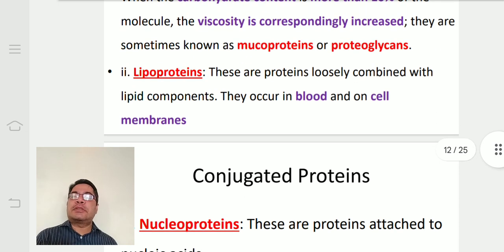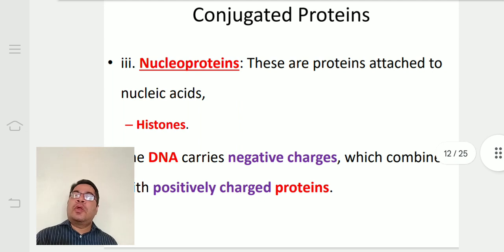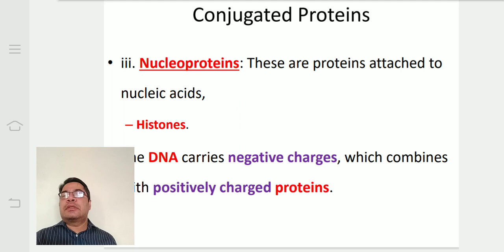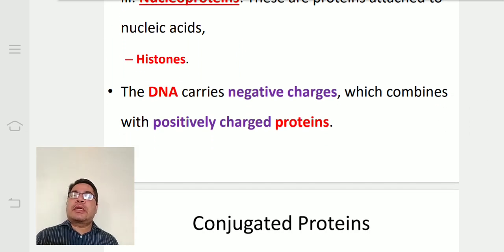The second example is lipoproteins. These are proteins loosely combined with the lipid components. They occur in blood and on cell membranes. Conjugated proteins. The third one is nucleoproteins. They are proteins attached to nucleic acids. Example, histones. The DNA contains negative charges which combine with positively charged proteins.